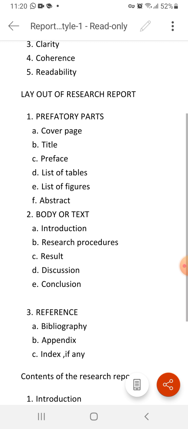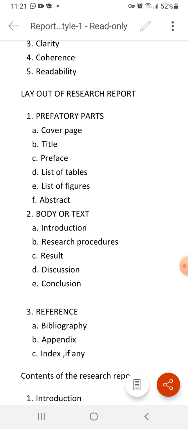Then result. After this, then result: in this section, relevant data, observations and findings are summarized. Tabulation of data, equations, charts and figures can be used effectively to present the results clearly and concisely.